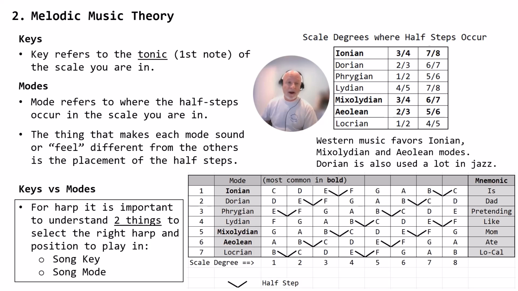Now for the harmonica, it's important to understand these 2 things to select the right harmonica and the position to play in. You need to know the key of the song that you're playing, and you need to know the mode. Those are the 2 most important things.